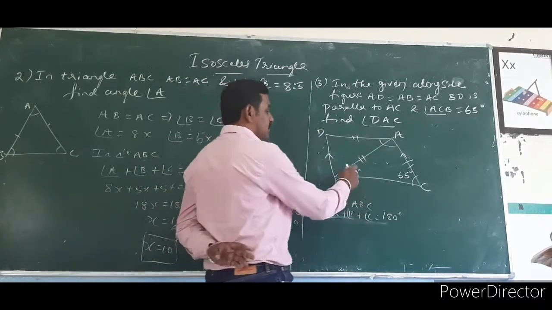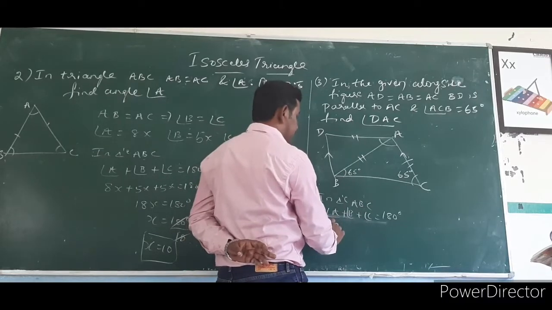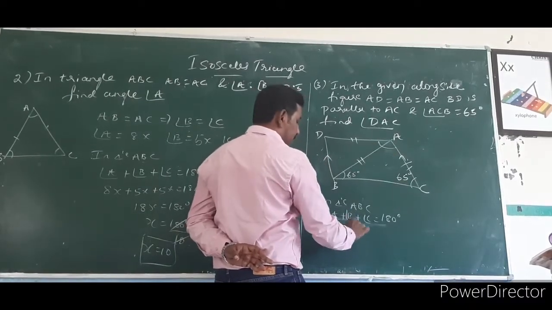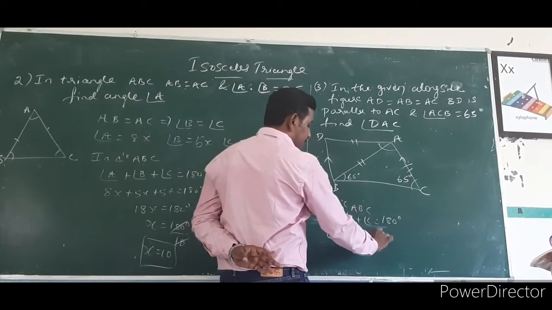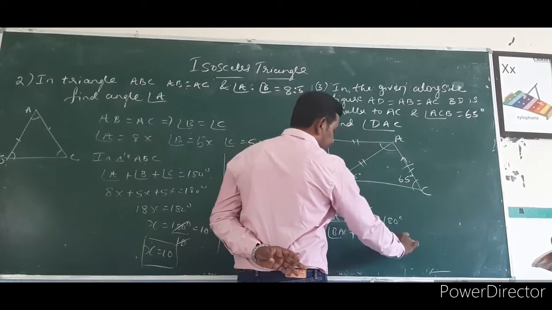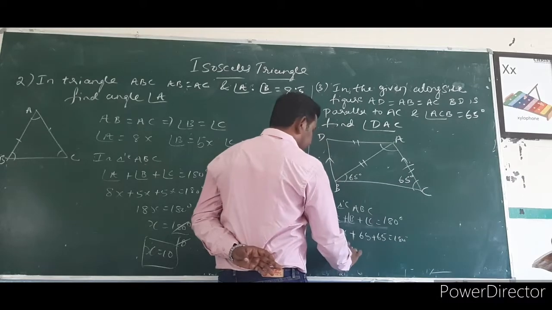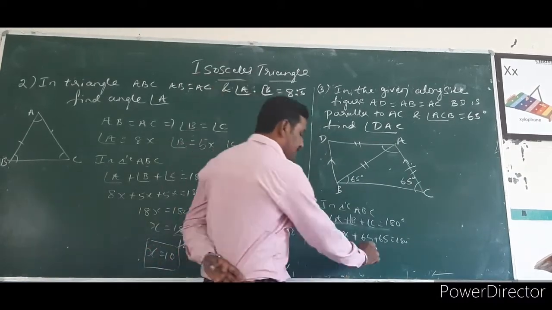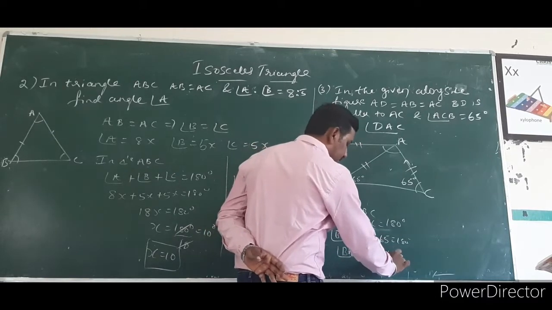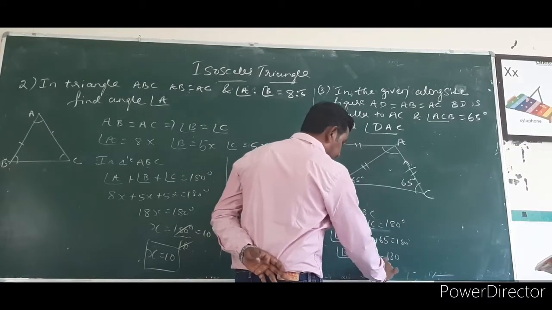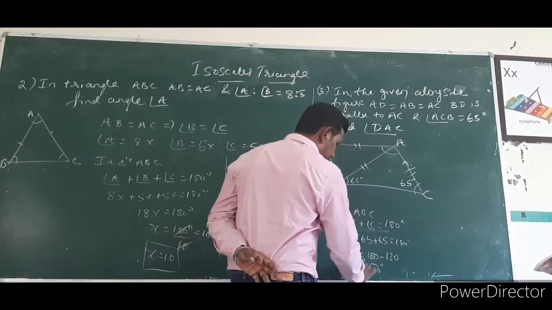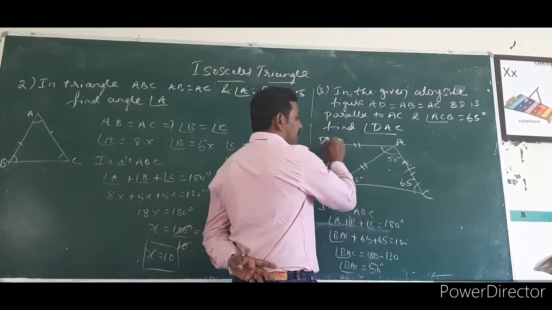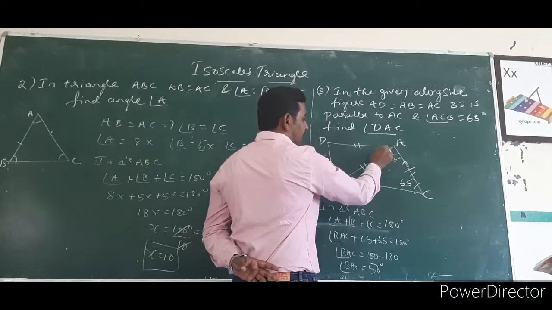Here angle A means BAC. 65 plus 65 is 130. You can shift that to the other side, so what you will get is 50. So angle BAC is 50 degrees. If you want to find DAC, you should add these two angles.